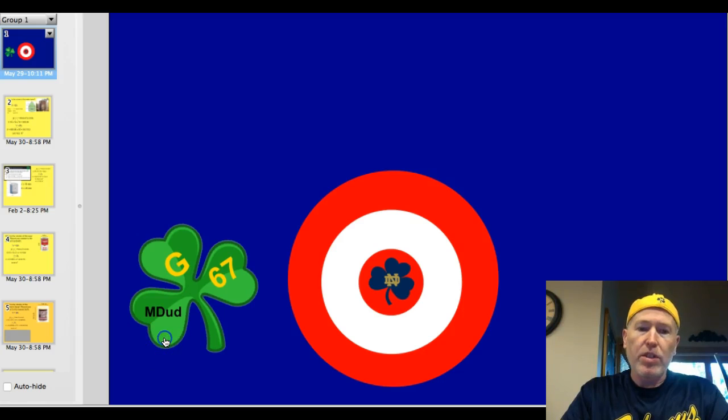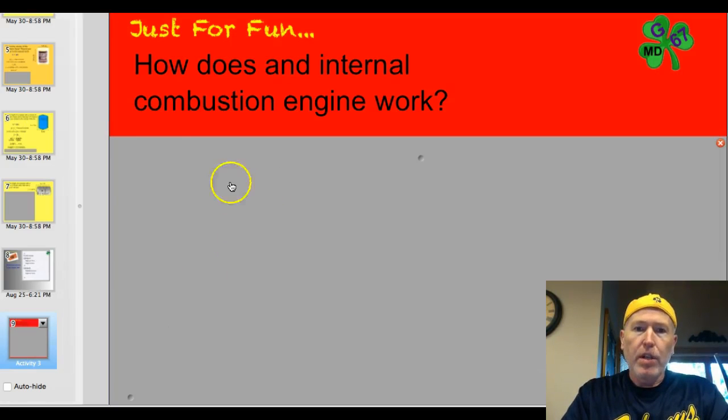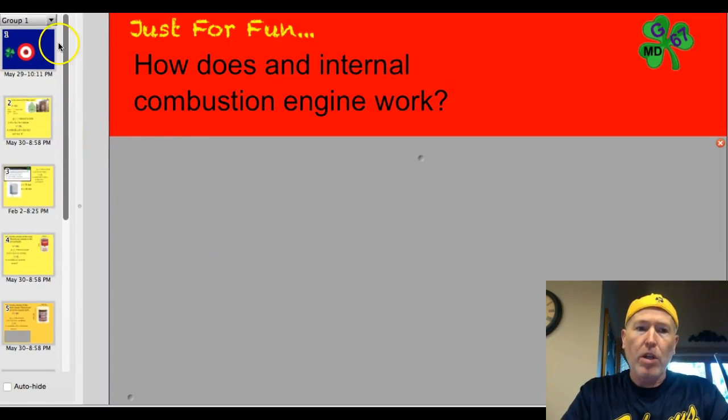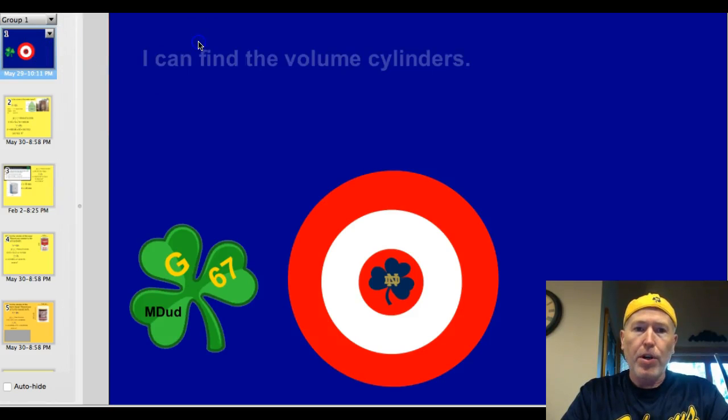Let's go ahead and start with our cylinder related trivia question. How does an internal combustion engine work? I'll give you the basics on that when we return.